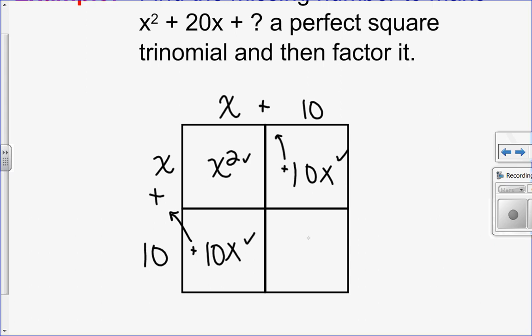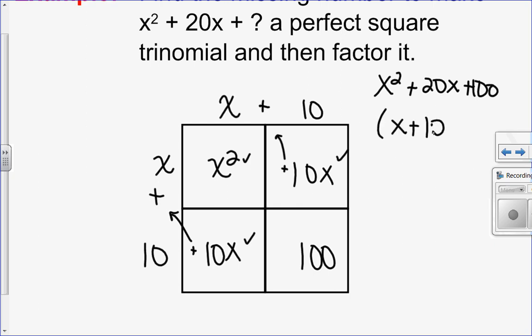So what is missing here is 10 times 10, which is 100. So if my quadratic was x squared plus 20x plus 100, I see that that is a perfect square trinomial, and it factors as x plus 10 times x plus 10, or x plus 10 squared.